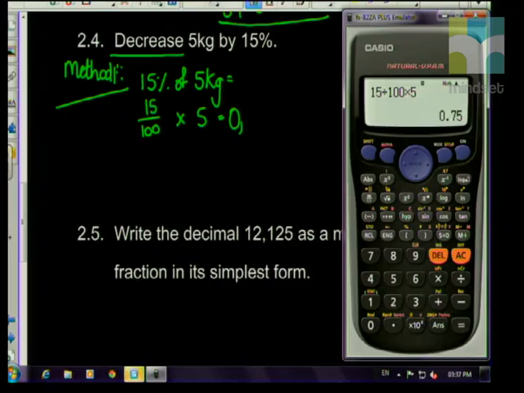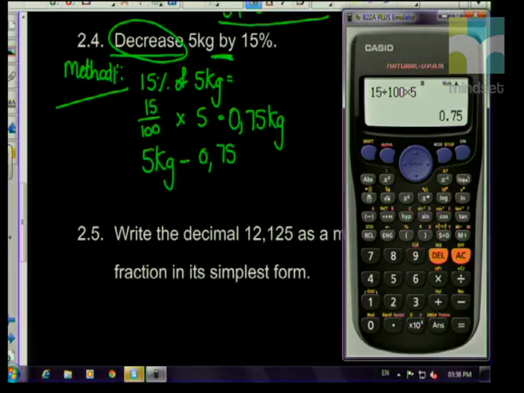And that gives me 0.75 kgs. Now that's not my final answer. I need to decrease it by the 15%. So therefore I need to say my 5 kgs minus 0.75 kgs, and I should get an answer then of 4.25 kgs.